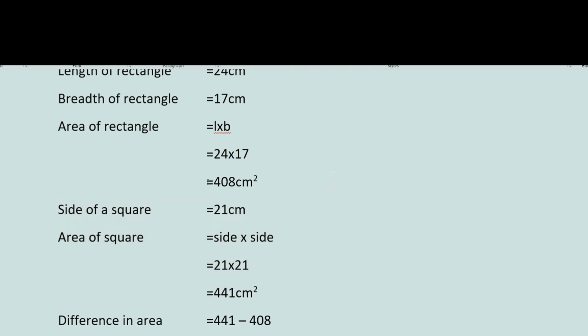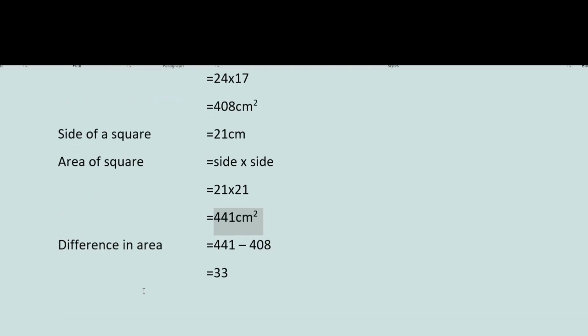Now tell me, which is greater, area of rectangle or area of square? Easily we can see that area of square is greater. Area of square is bigger than area of rectangle. The question asks by how much, meaning how much bigger, so for that you have to find the difference, meaning you have to subtract both the areas. So I have subtracted, see 441 minus 408, it is coming 33 cm square, meaning area of square is greater than area of rectangle by 33 cm square.